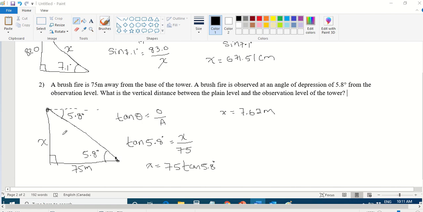Now one more thing to notice is the angle we have here is 5.8, so the other angle will be 84.2 degrees. Opposite of a larger angle should be the longer length. Opposite of a very small angle should be a very small length. So 7.62 seems reasonable there.